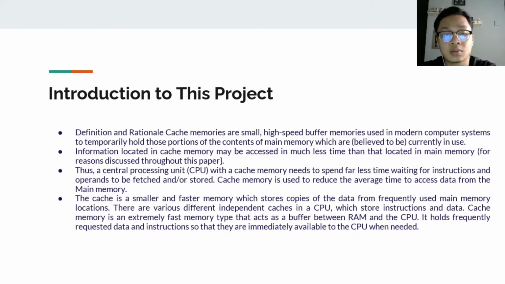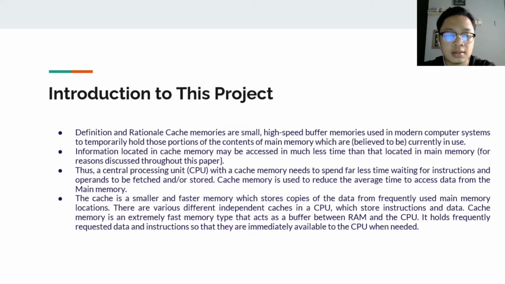Information located in cache memory may be accessed in much less time than that located in main memory. Thus, a central processing unit or CPU with a cache memory needs to spend far less time waiting for instructions and operands to be fetched and or stored. Cache memory is used to reduce the average time to access data from the main memory.